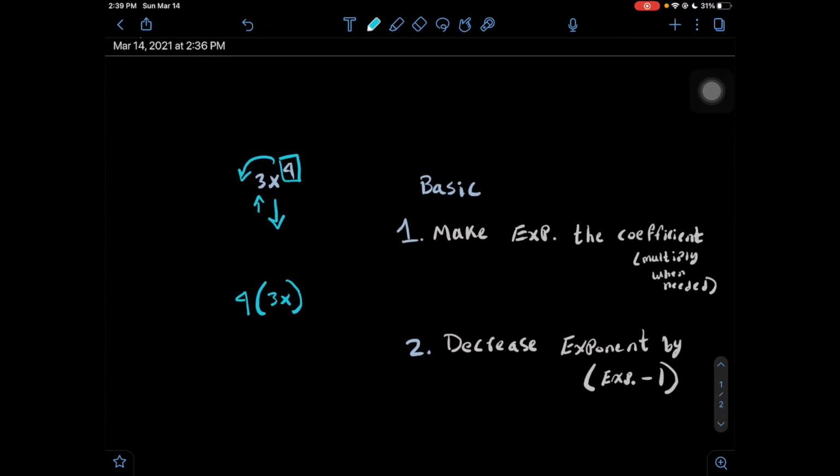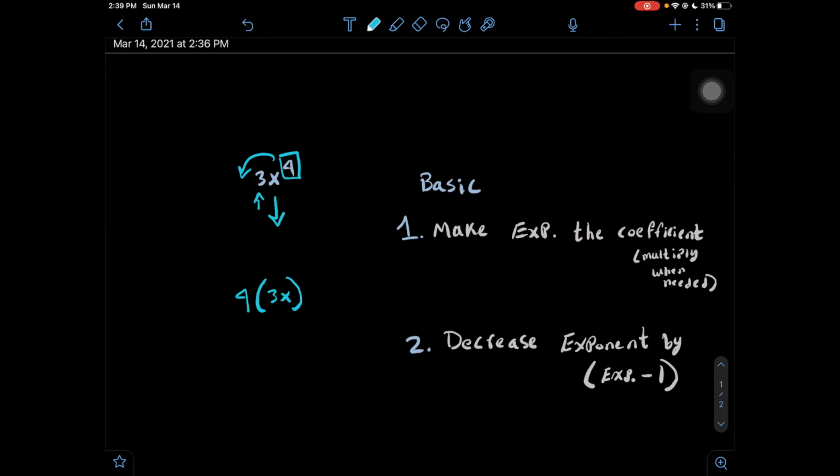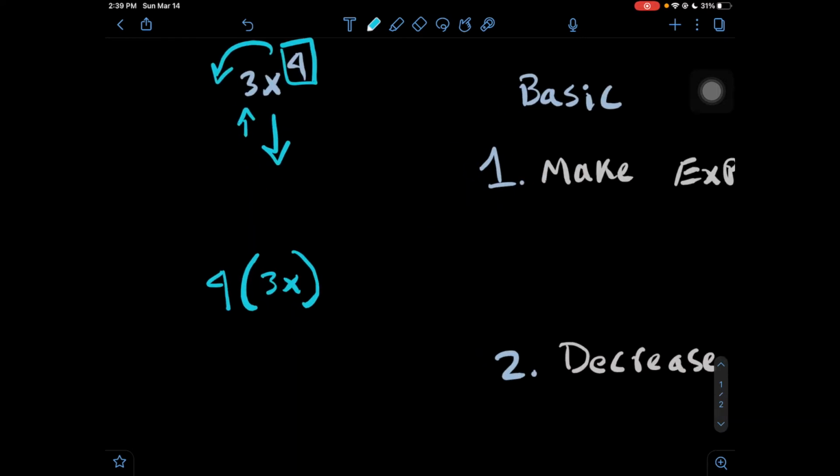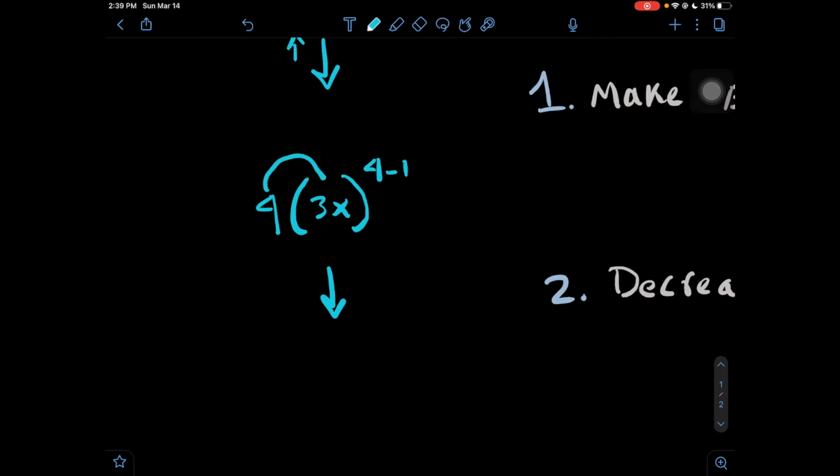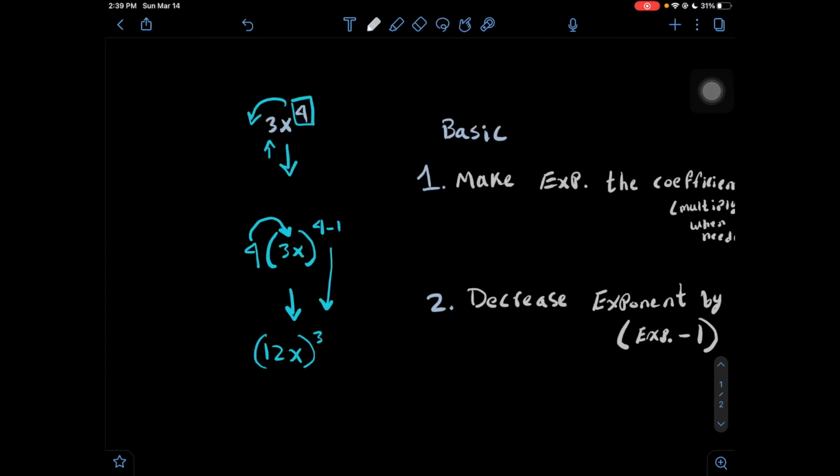Now, let's go and do our second step, which says decrease your exponent by 1. So we have an exponent of 4 minus 1. Well, now let's go ahead and simplify this. So we have 4 times 3x, which is just 12x. And then we have our exponent, which is 4 minus 1, which becomes 3. This means that the derivative of 3x to the fourth using the power rule is 12x to the power of 3. This was one of the more basic problems.